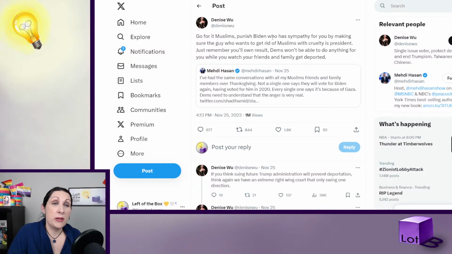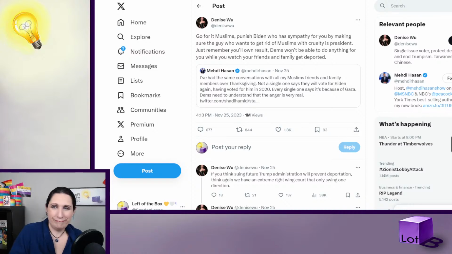Go for it, Muslims. Punish Biden, who has sympathy for you by making sure the guy who wants to get rid of Muslims with cruelty is president. Just remember, you'll own the result. Dems won't be able to do anything for you while you watch your friends and family get deported.